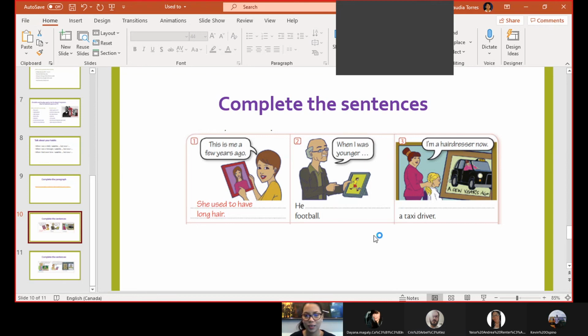Okay, what about the third picture? Are you asking me or the other? Yeah, I'm asking you. Well, when she was a hairdresser, now she... Oh, sorry, she is a hairdresser now, but she used to be a taxi driver. Yes. Great, Chris. Perfect. Did you see that movie? Sorry, which movie? Taxi Driver. Yes.